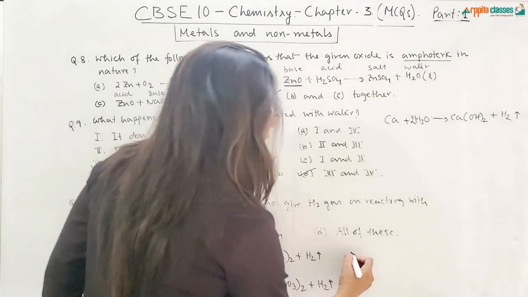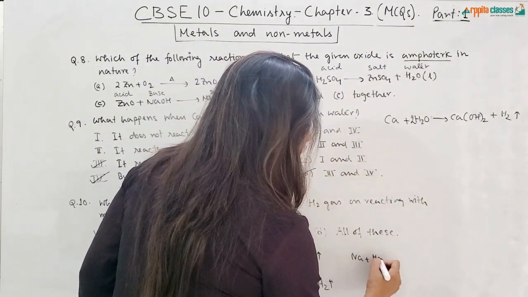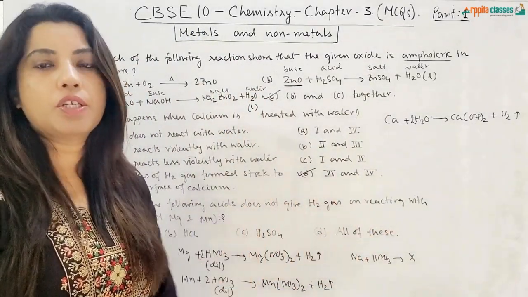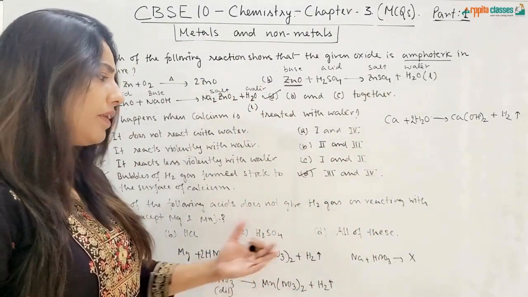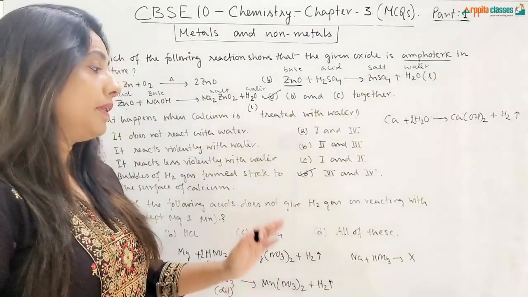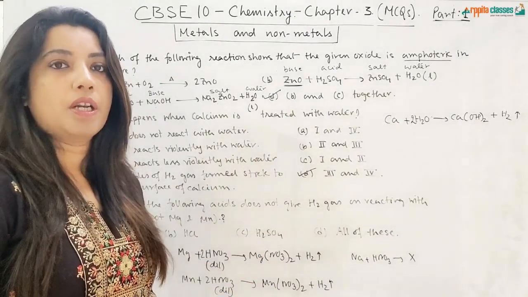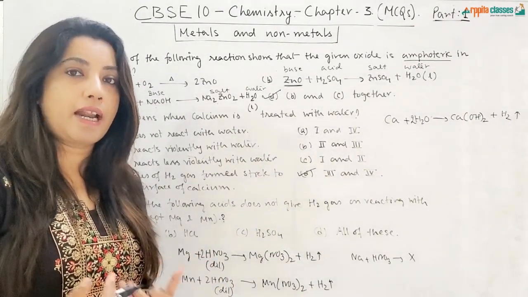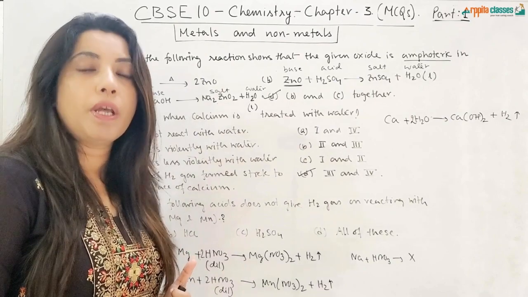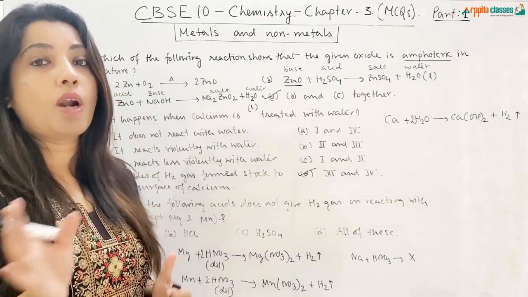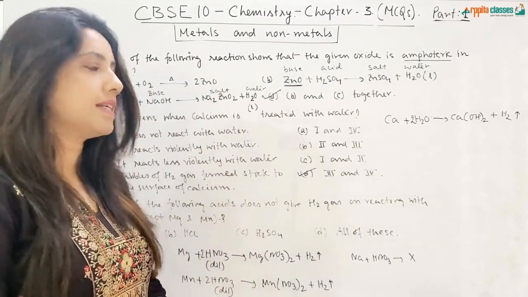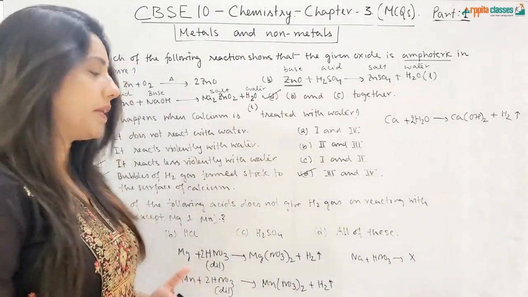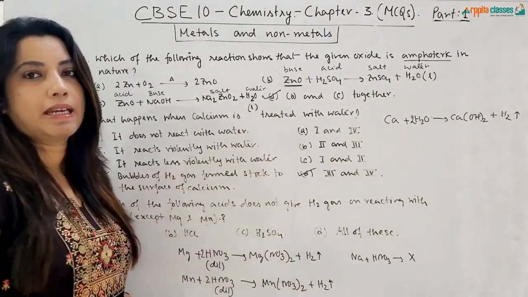Otherwise, if you react sodium plus HNO3, there will be no reaction. Any other metal will not react with HNO3 to liberate hydrogen gas. Metals will react with HNO3, but they will not liberate hydrogen. Now the reason behind it is, HNO3 is a very strong oxidizing agent, and that is why even if hydrogen is formed, it is oxidized to water. So that is the reason HNO3 cannot liberate hydrogen with metals, except magnesium and manganese.